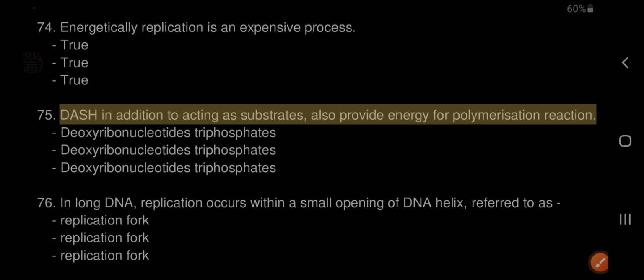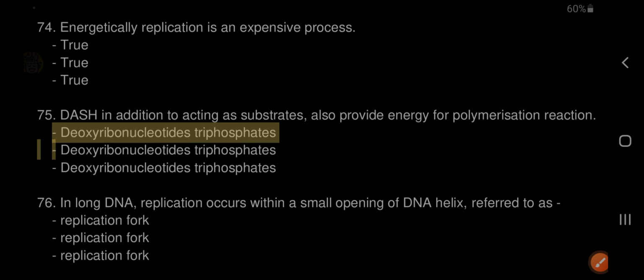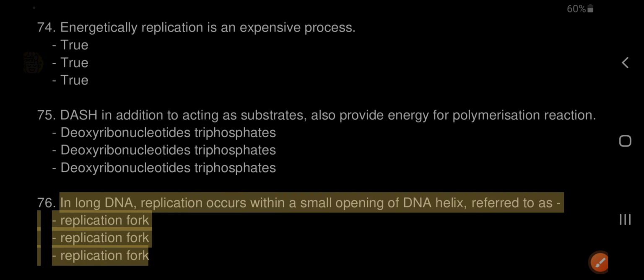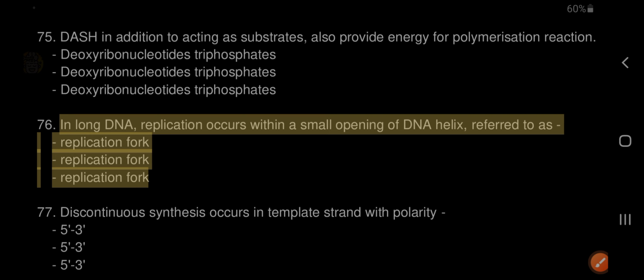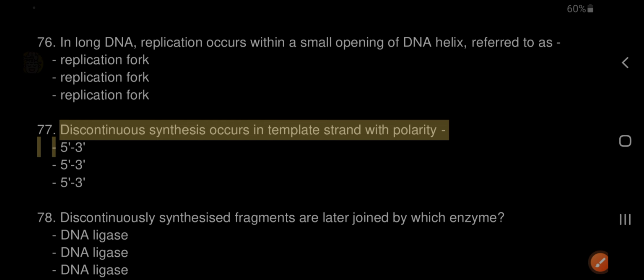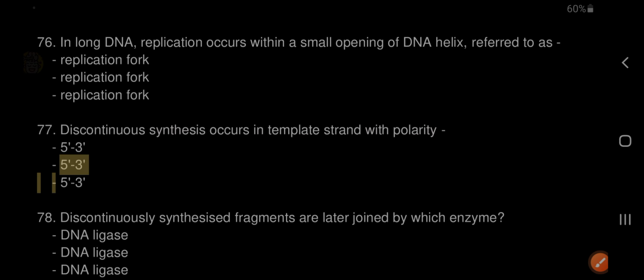75. In addition to acting as substrates, dash also provide energy for the polymerization reaction. Deoxyribonucleoside triphosphates. 76. In long DNA, replication occurs within a small opening of the DNA helix, referred to as the replication fork. 77. Discontinuous synthesis occurs in the template strand with polarity 5' to 3'.